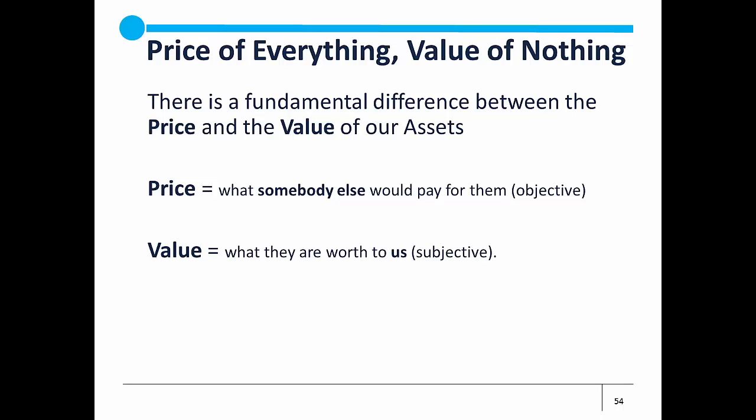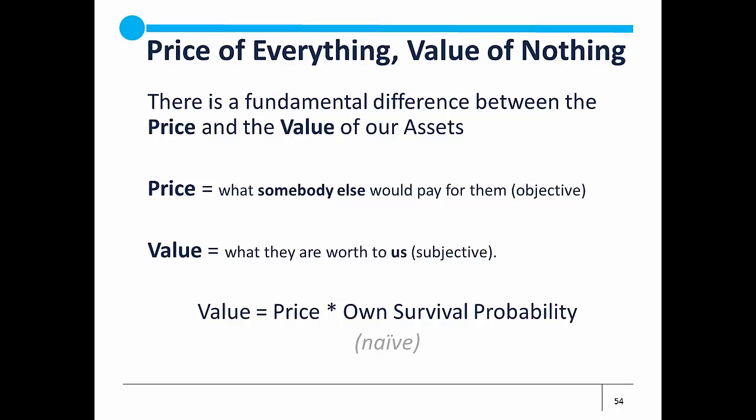Now, in this particular paradigm that we're looking at, the value will be our price times our own survival probability. So in other words, this says, yes, we can get some objective price for these assets. However, if we're defaulting, well, there's less and less of this price that we actually get to realize, and that gets to improve our own balance sheet.